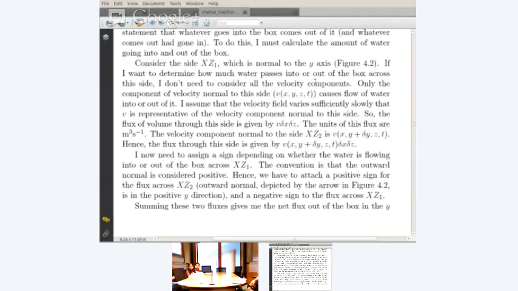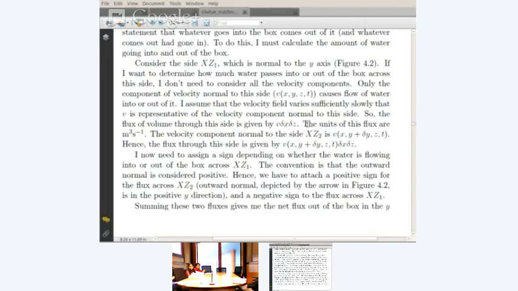I just want to determine how much water passes into or out of the box across this side. So I don't need to worry about all velocity components. Now I am concerned only about v. That is the velocity component in the y direction, and that is the one that's normal to this side. It's the only one that causes flow into or out of the box. So I assume that the velocity field varies sufficiently slowly that v is representative of the velocity component normal to this side.